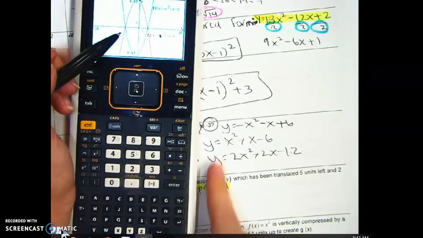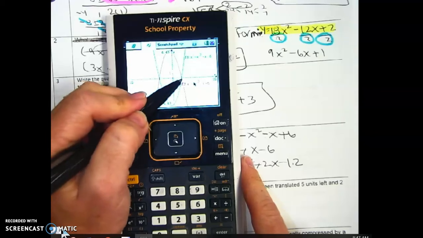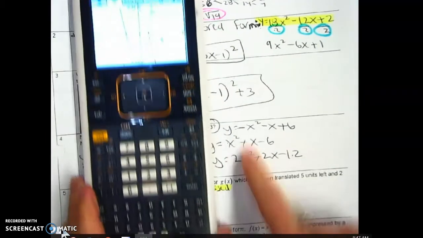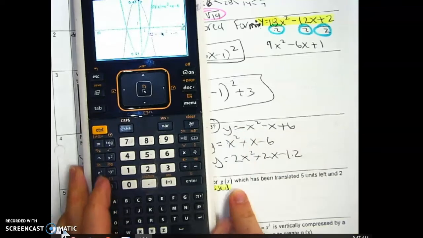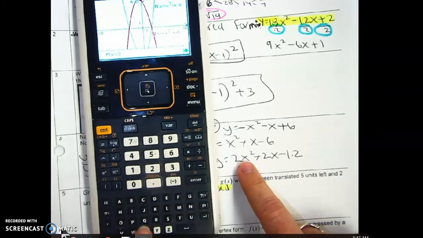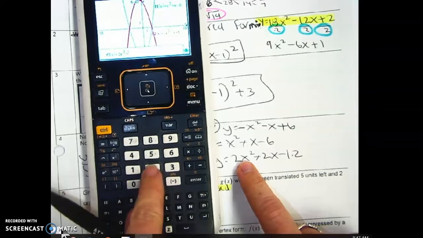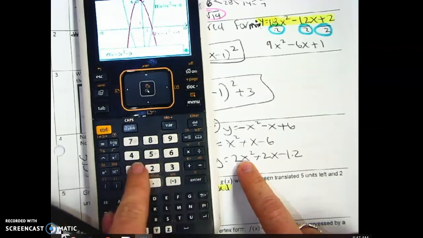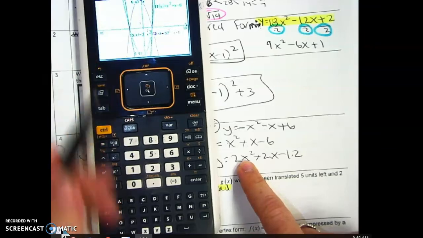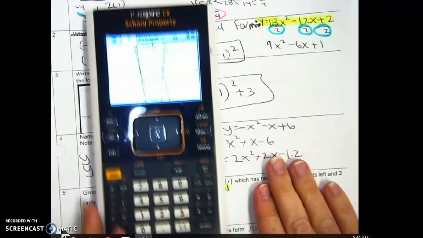Okay, look, it's upside down, but where does it cross? 2 and -3. It reflected over the x-axis. Okay, because remember, when it's with the y, it really means it's with the x. I could check this one, Control G, and that's 2x squared plus 2x minus 12. And if you look, it crosses at 2 and -3, but it's vertically stretched, so it's a lot higher.